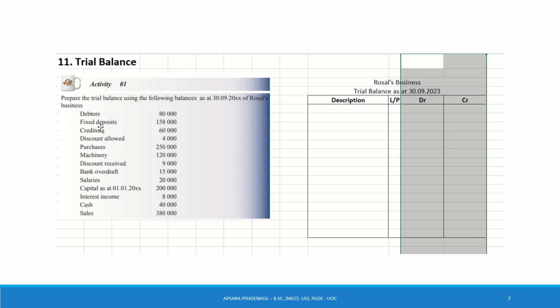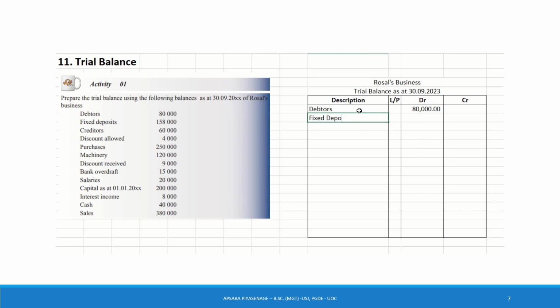So the first one is debtors. So debtors, what is the balance of debtors account? Debtors are an asset to the business, therefore it has a debit balance. Then fixed deposit. Fixed deposit is an asset.